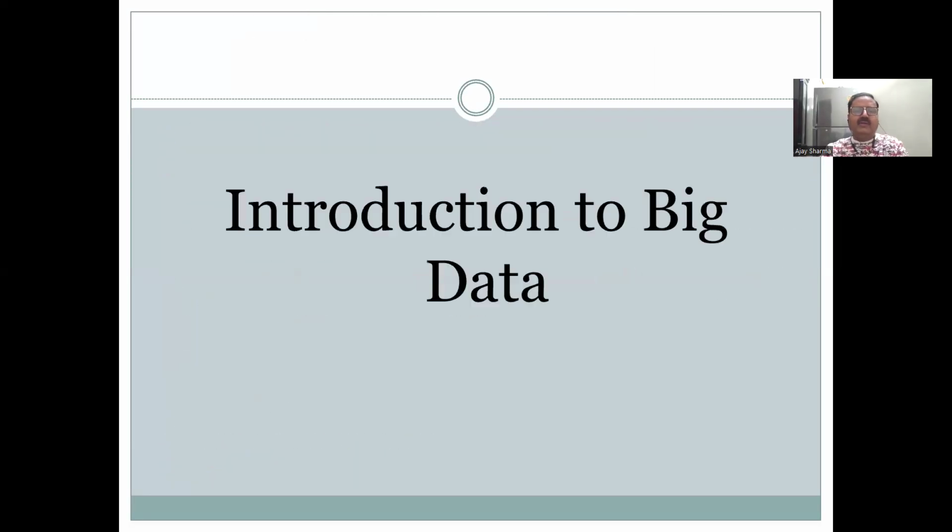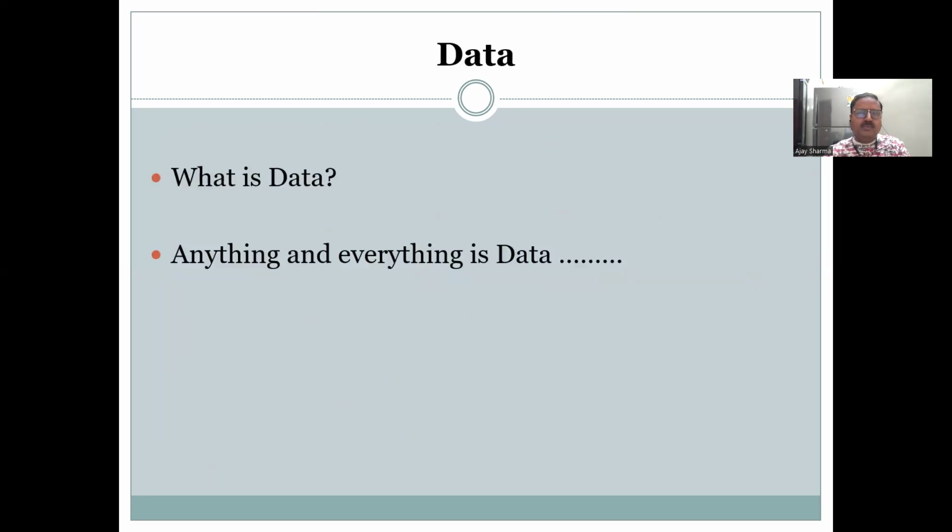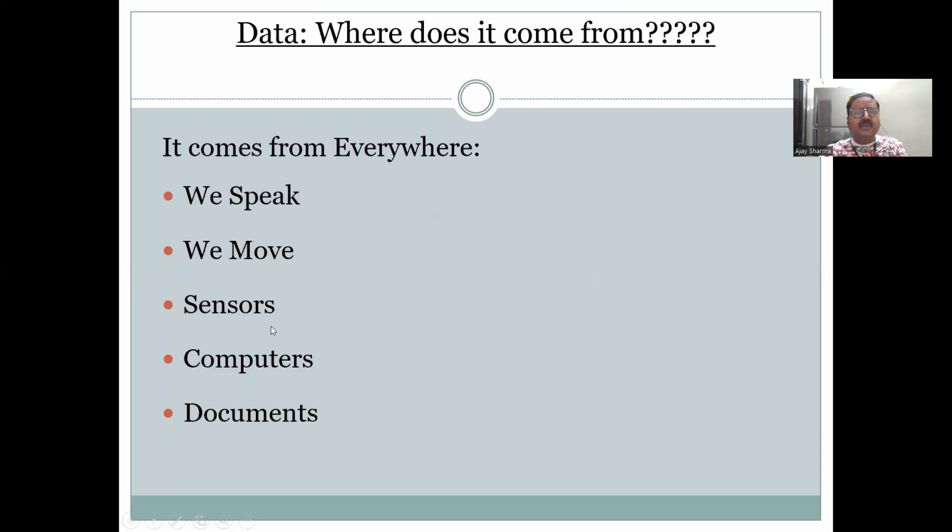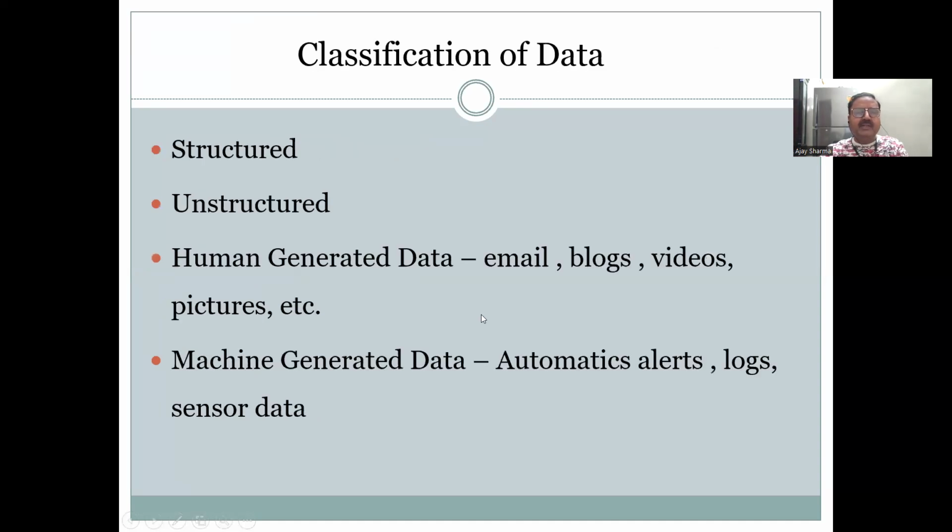So coming back to my presentation, let's have an introduction to big data. Before that, we need to know what is data. Well, you see, anything and everything is data. We are surrounded by data. There is a data deluge in today's world. Now, where does this data come from? It comes from everywhere. We speak, we move, sensors are generating data, computers are generating data, documents are generating data.